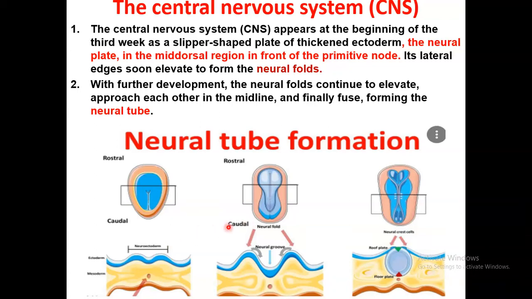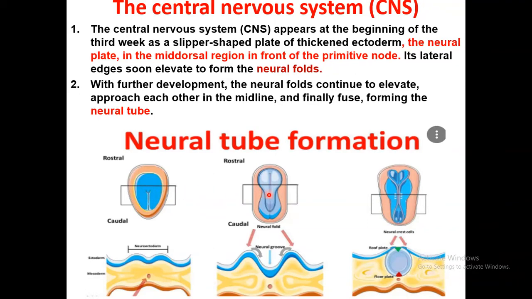So the central nervous system appears at the beginning of the 3rd week. This is the beginning of the 3rd week, so neurulation starts to appear in the 3rd week. This blue color is the ectoderm. In the ectoderm there is a thickening which gives rise to the neural plate.